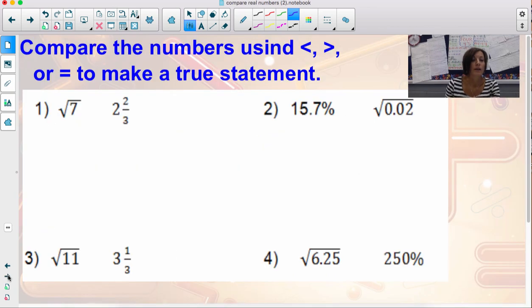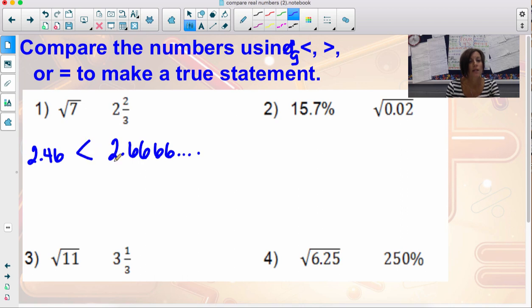Moving on. Compare the numbers, oops, that should be a G, apologize, using less than, greater than, or equals to make the statement true. So 2 2/3 I know by heart is 2.66666666. Square root of 7 I do not know by heart. I'm going to have to check a calculator. So it's 2.64, on and on and on and on. So 2.64 is less than 2.67. So square root of 7 is less than 2 2/3.